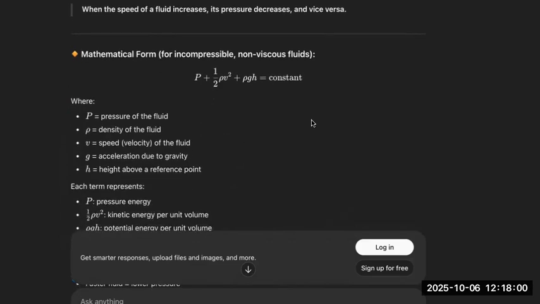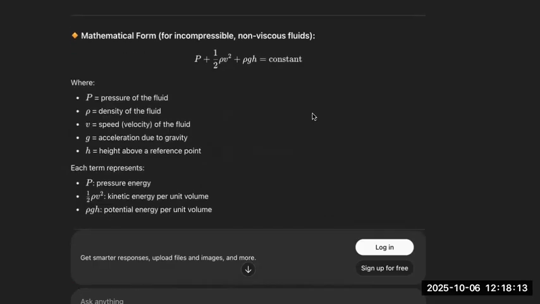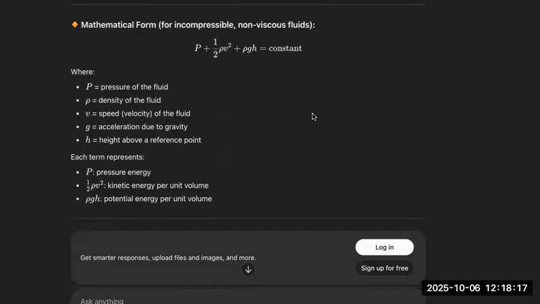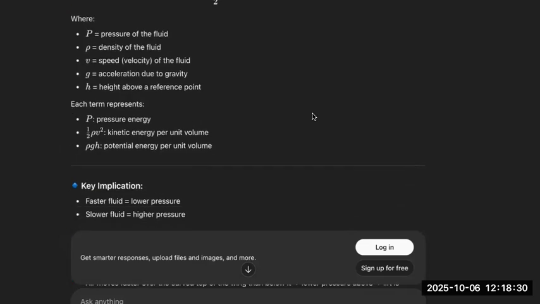In mathematical form, this is as such, where P is the pressure of the fluid, rho is the density of the fluid, v is the speed or velocity of the fluid, g is the acceleration due to gravity, h is the height above a reference point, and each term represents P, represents pressure energy. 1/2 rho v squared represents kinetic energy per unit volume. Rho gh represents potential energy per unit volume.